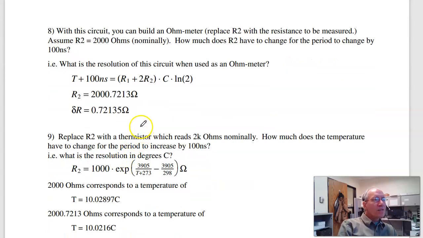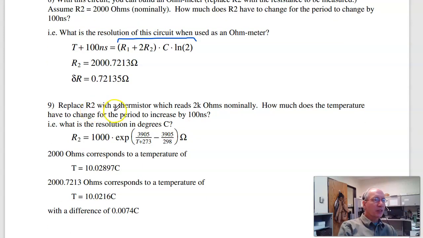If I make R2 a variable resistor, then the period, this is the period of a 555 timer, for that to increase by 100 nanoseconds, R2 has to increase to 2000.72 ohms, or a difference of 0.72 ohms. What that means is if I use this as an ohm meter, I can measure 2000 ohms with a resolution of 0.7 ohms.